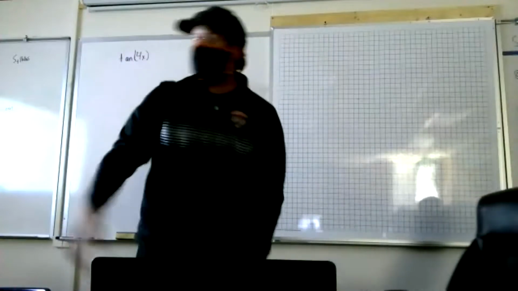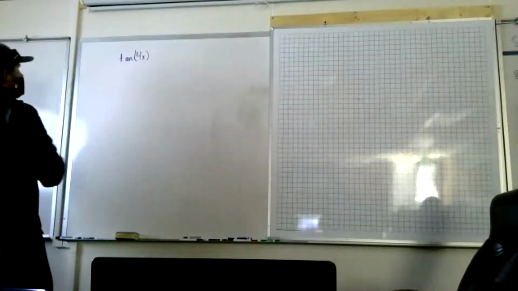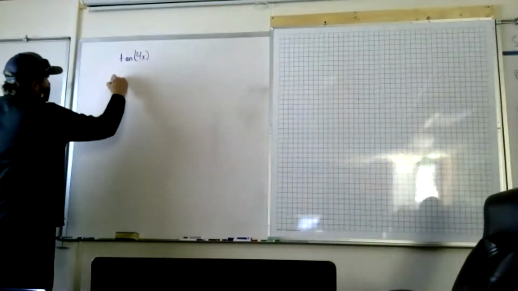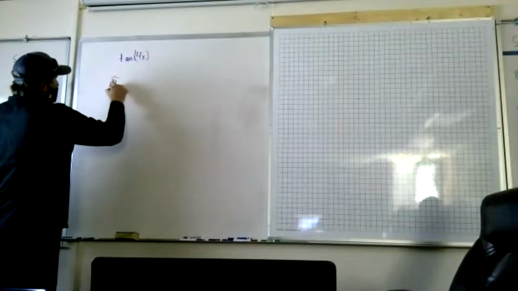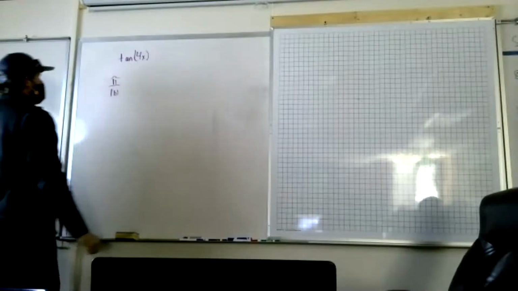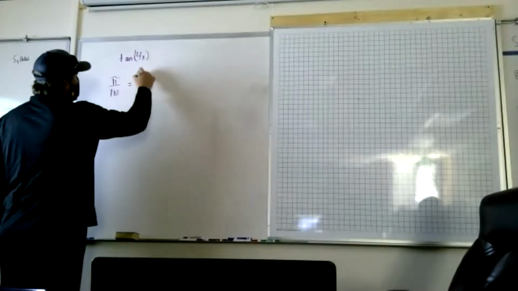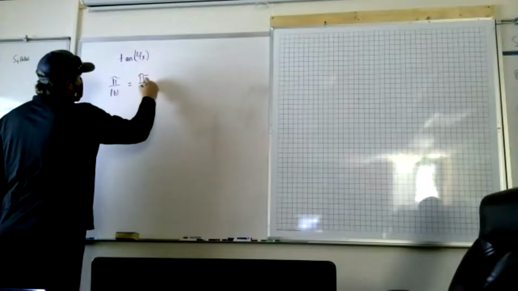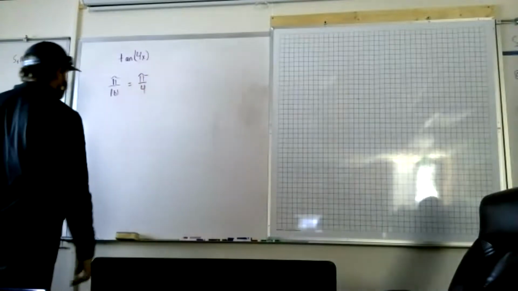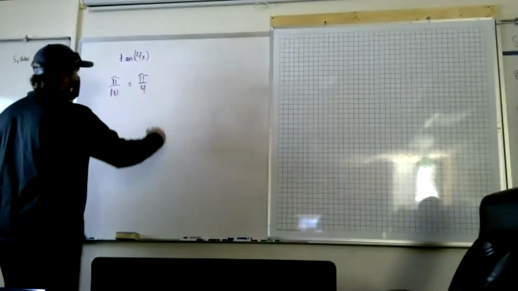Okay, first thing that I want to do is I just want to find my period. How long does it take it to repeat itself? So period is found by taking pi divided by the absolute value of b. My value of b is 4 here. So that is equal to pi divided by 4. Right? That's how long it takes to repeat itself.